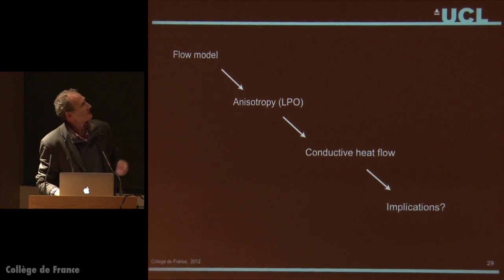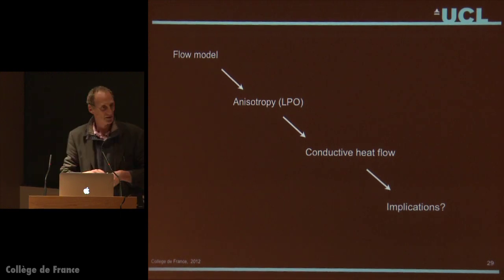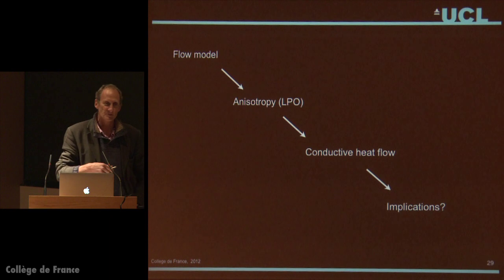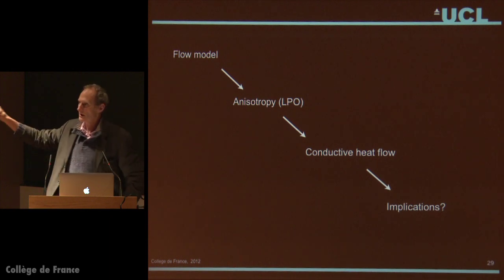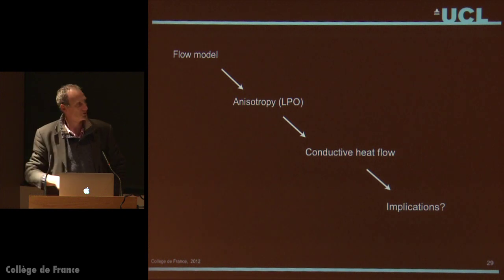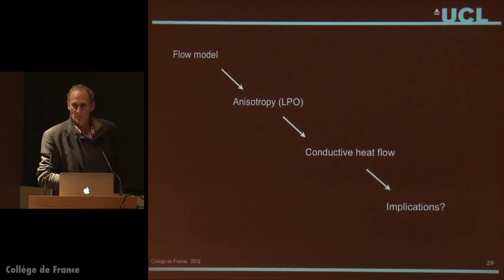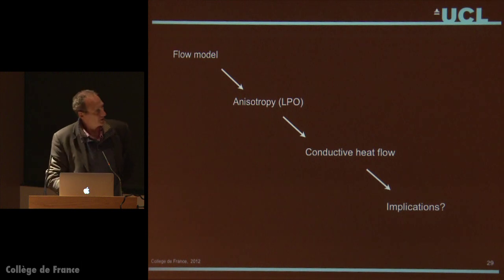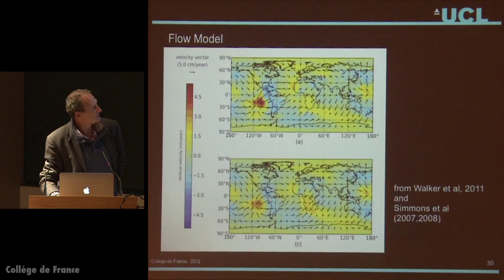Basically, we're using the same sort of flow models from Nathan Simmons, and we're using them to predict, with Andrew Walker, the anisotropy that you would get from such a flow model, by following a particle motion through D double prime. And then we'll try to calculate the conductive heat flow and see if there are any implications.